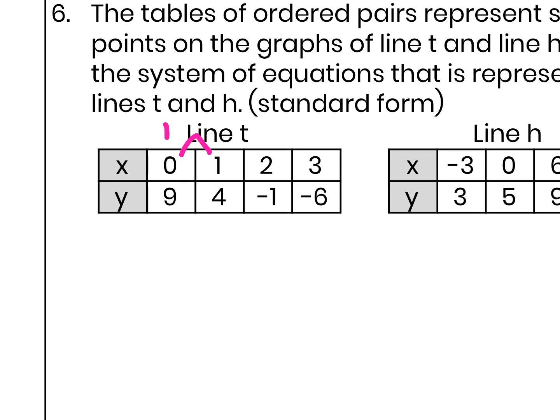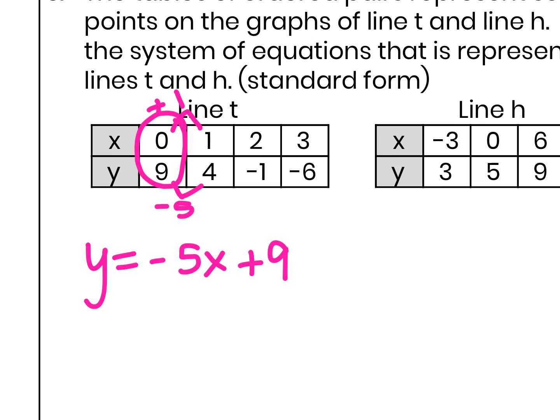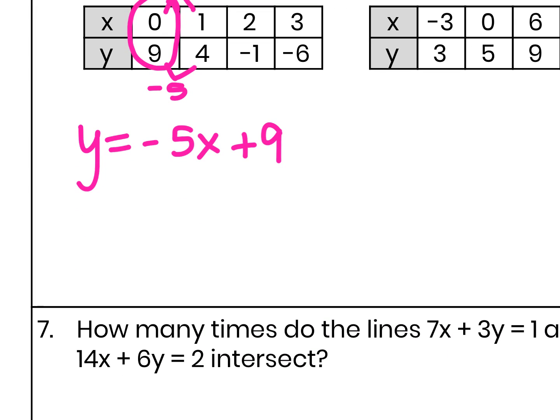From 0 to 1, it's plus 1. From 9 to 4, it's minus 5. So y equals mx plus b. Our m is negative 5x. Then I need my y-intercept. Y-intercept is always next to the 0. So on this one, 9 is my y-intercept. So my equation is y equals negative 5x plus 9.